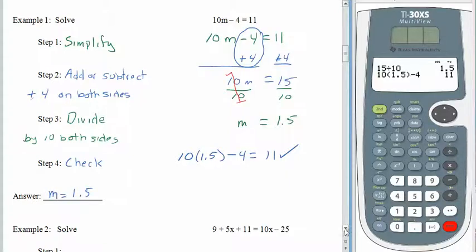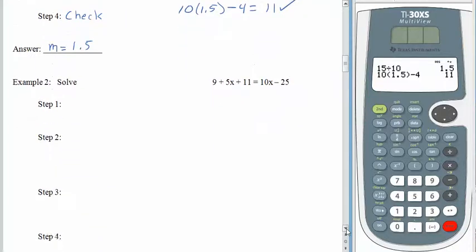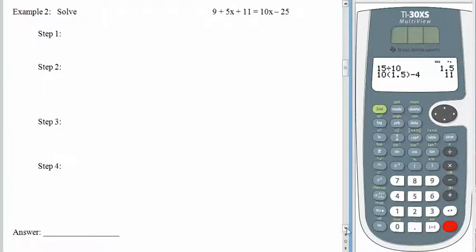All right, let's try another. Maybe one that looks a little bit more involved. All right, step number 1 is to simplify. When I look at the left, is there anything I can do? I can. I can combine like terms on the left. Because I've got a constant for the 9 and I have another constant for the 11. And so that gives me 20. Bring everything else straight down.